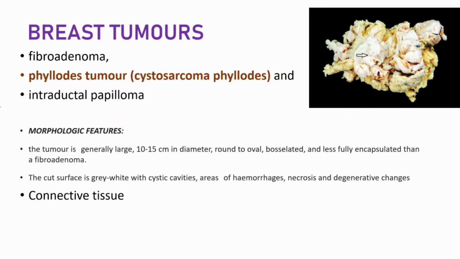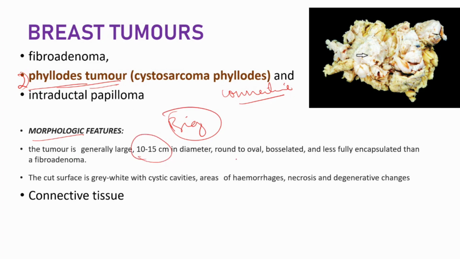And the next one, the second one, is phylloids tumor. Just now I told you phylloids tumors are mainly tumors of connective tissue in the breast. If you see the morphological features of the phylloid tumor, most of them are big. These tumors are enlarged, and their diameter is up to 10 to 15 centimeters. They are round to oval. They don't have a specific shape.